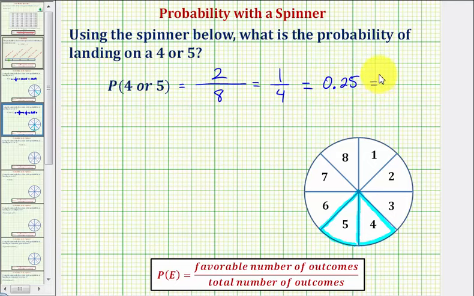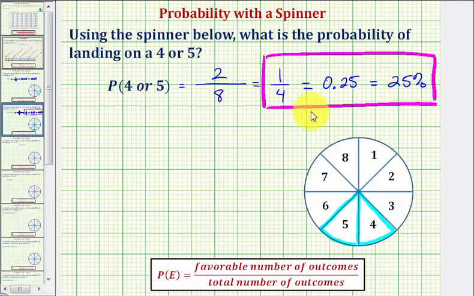To convert to a percentage, we multiply by 100 and add a percent sign, or move the decimal point to the right 2 places, giving us 25%. So here are the 3 ways to express our probability. I think in our homework, though, they do prefer the fraction.